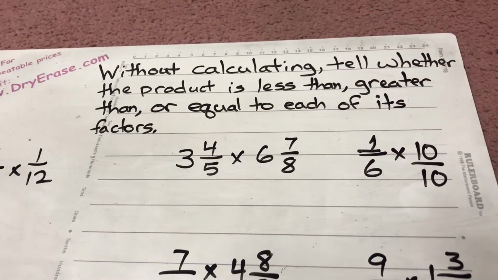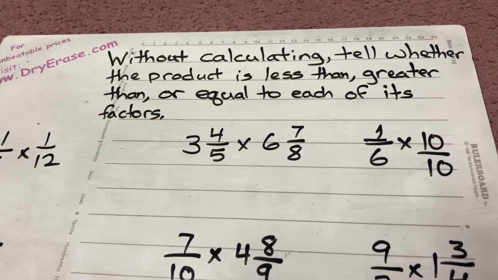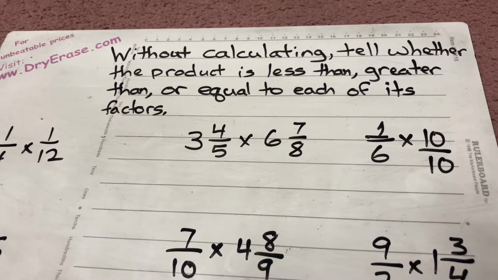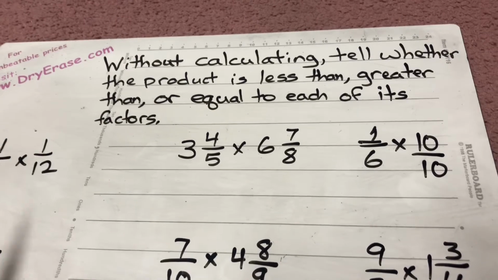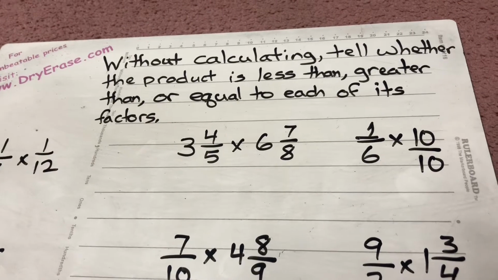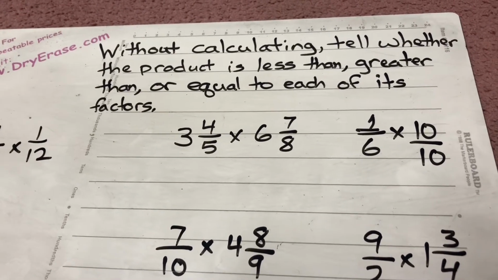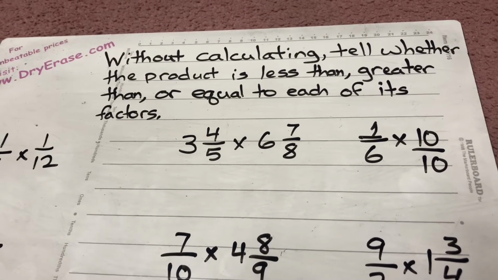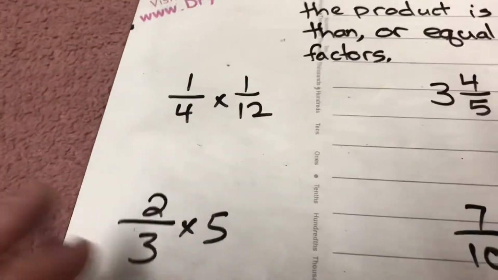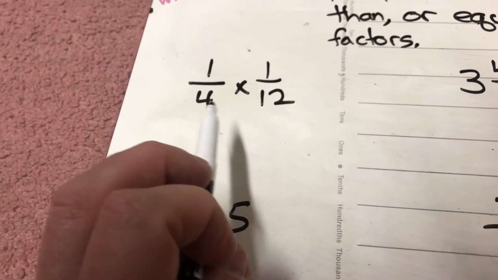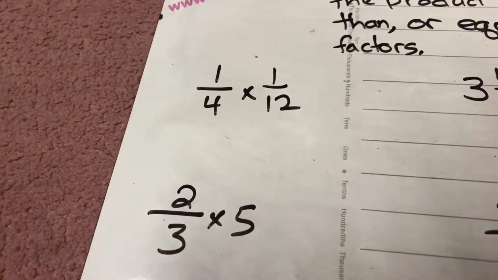So, basically, this is a mental math exercise. And basically, what you're going to be doing is just looking at the numbers within the problem, and you're trying to figure out whether the product, the answer to actually doing the multiplication problem, which you're not going to do. You're not actually going to be multiplying here in this lesson, but you're trying to figure out whether the product will be less than, greater than, or equal to each of its factors. So, 1/4 times 1/12. Well, to figure out whether or not it's going to be equal or less than or greater than these factors, we have to look at the factors.